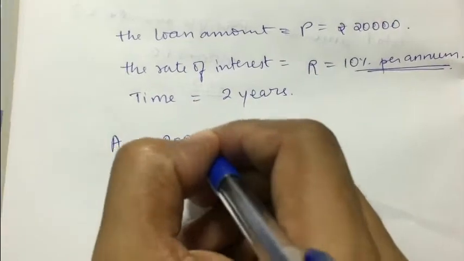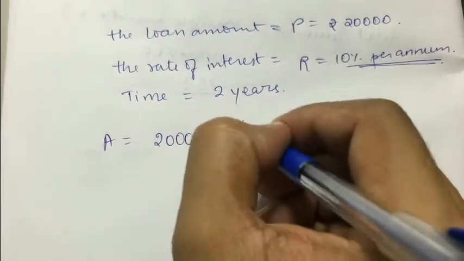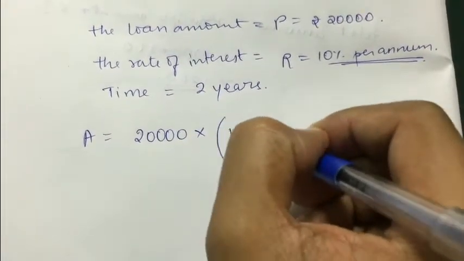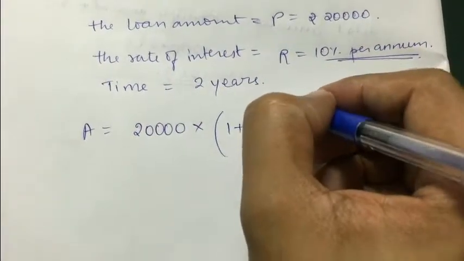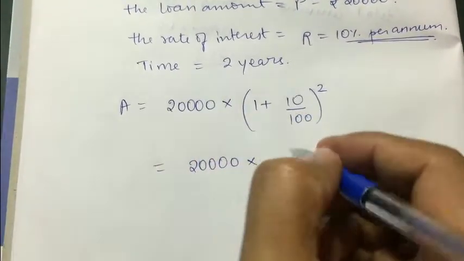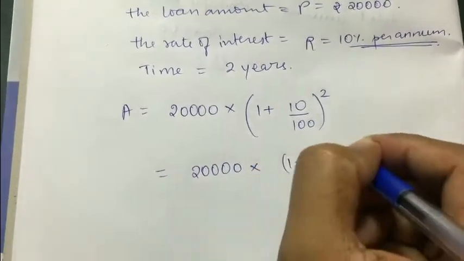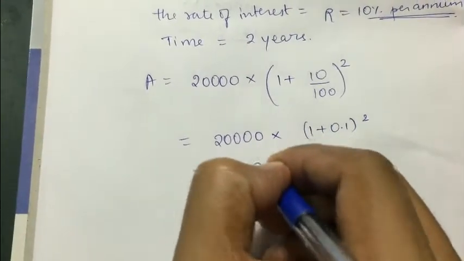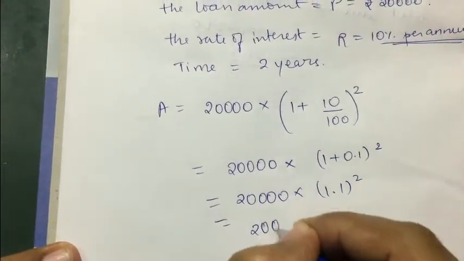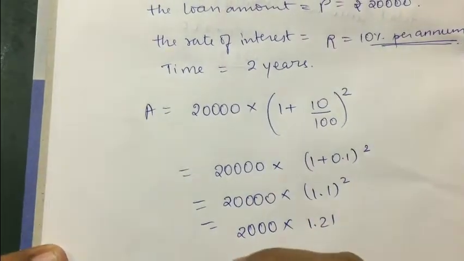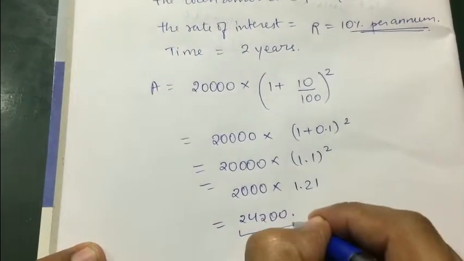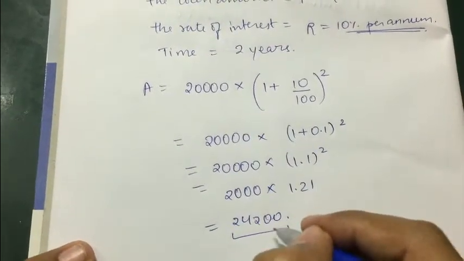So after 2 years, the total amount we have to find is given as A equals P, which is 20,000, into 1 plus R. Here R is 10 upon 100, to the power 2. So it is equal to 20,000 into (1 plus 0.1) to the power 2, equals 20,000 into 1.1 to the power 2, equals 20,000 into 1.21, which is equal to 24,200. So the amount that you are going to pay to the bank after 2 years is 24,200.